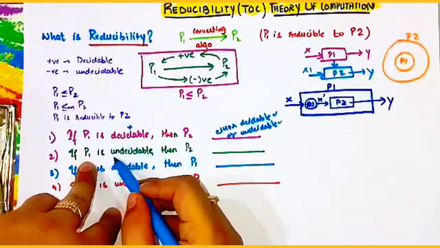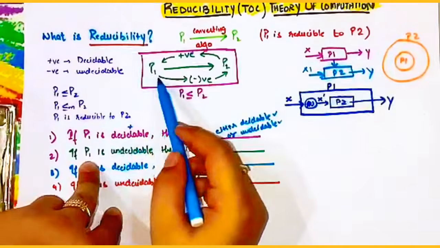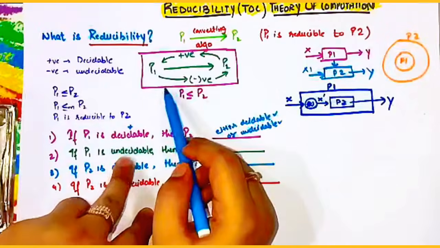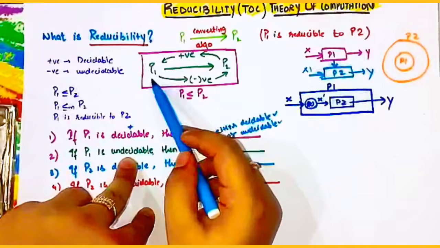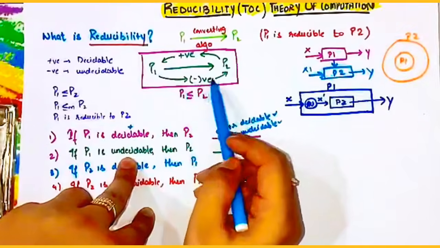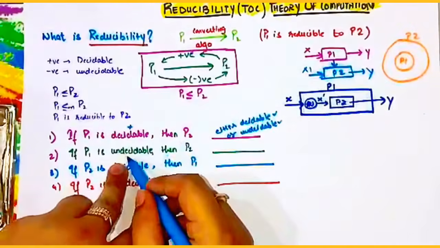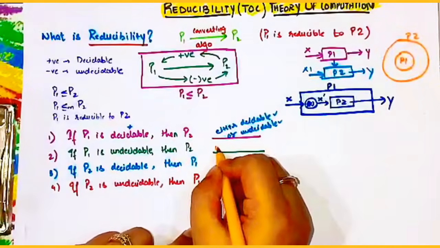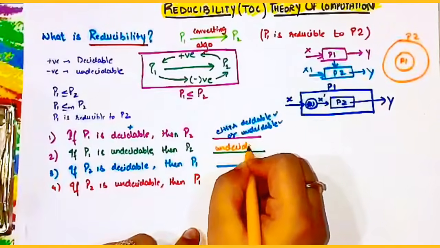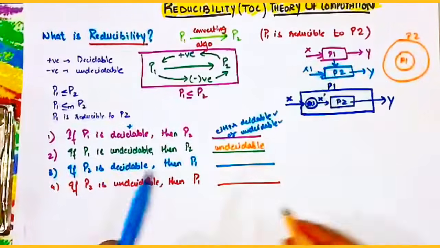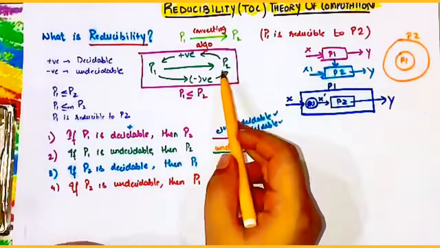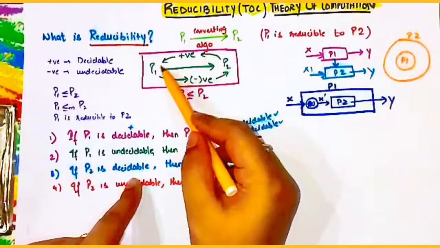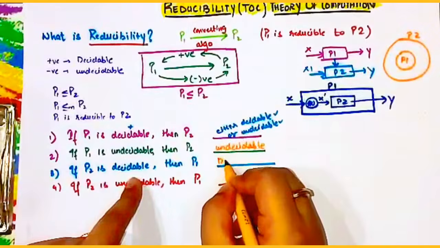Second case, if P1 is undecidable, meaning P1 is negative, then what is P2? So see this, undecidable is a negative thing, and if it is negative, then it will surely pass this to P2. It means if P1 is undecidable, then P2 will also be undecidable for sure. Third thing, if P2 is decidable, decidable is a positive thing and it will pass to P1, meaning P1 will also be decidable.